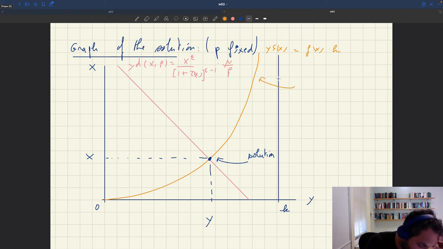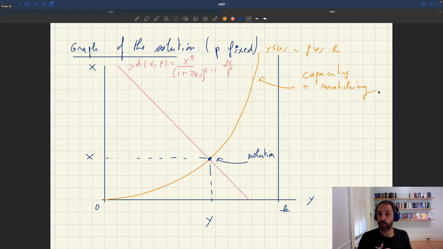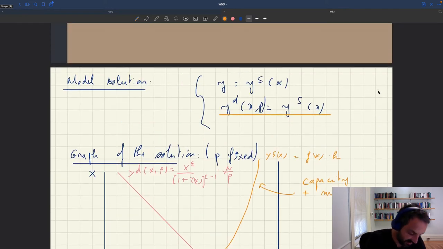The aggregate supply here captures the capacity of the economy, which is K, plus the matching process. And so for any tightness that's realized, you're always on this aggregate supply. That's why we said earlier that output here is given by the aggregate supply. That's always true through the matching process. So you're always moving on the aggregate supply.